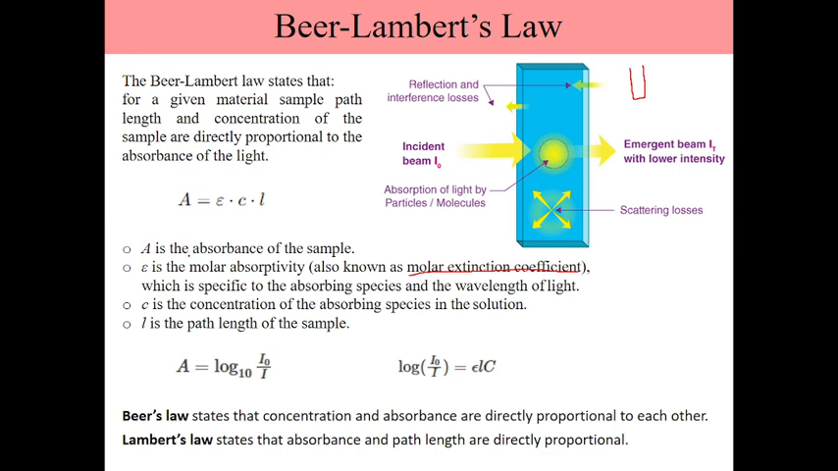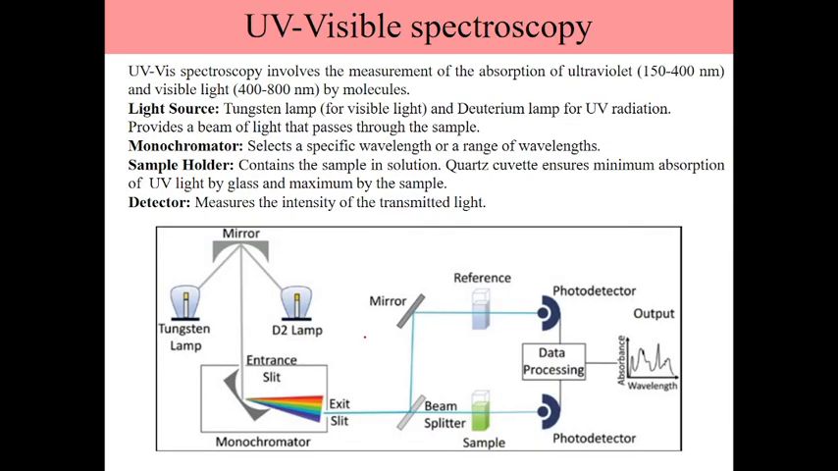Okay, so if you look at these equations, absorbance is equal to log 10 of I naught by I. I naught is this incident beam, and I is the intensity of the emergent beam. Alright, and also log I naught by I is equal to epsilon into L into C. So basically you are equating the intensity of the light with the absorbance and the concentration of the solution. Alright, so now we will look at UV visible spectroscopy.